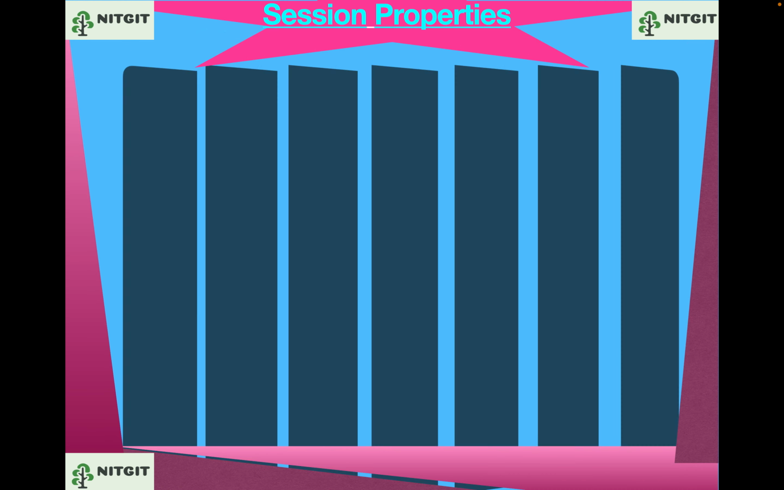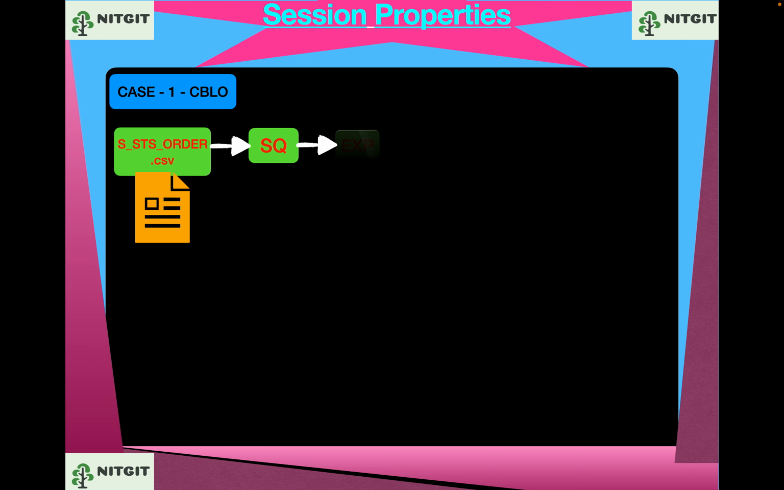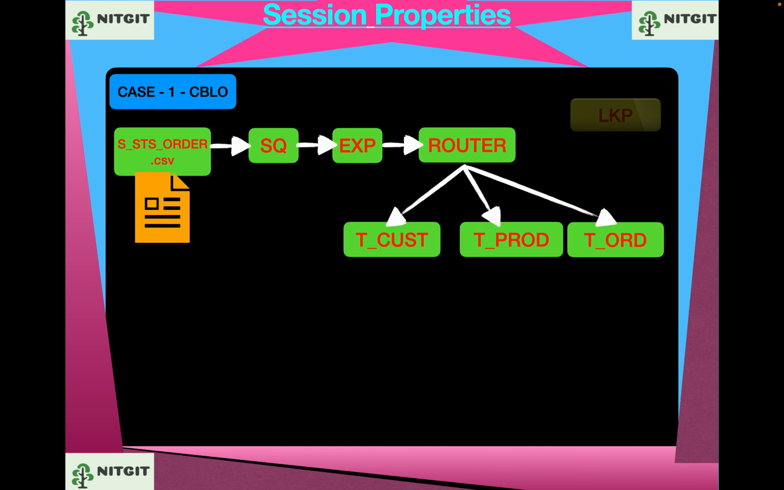Before going to that, let us see the mapping that we have prepared for this particular requirement. I have a source flat file from which three target tables can be loaded. STS order.csv is the CSV flat file I have, and that is my source here. After the source qualifier, I have an expression and a router to make the data available to the T customer, T product, and T order tables. There is an unconnected lookup just for a case, particularly CBLO, that is constraint based load ordering.